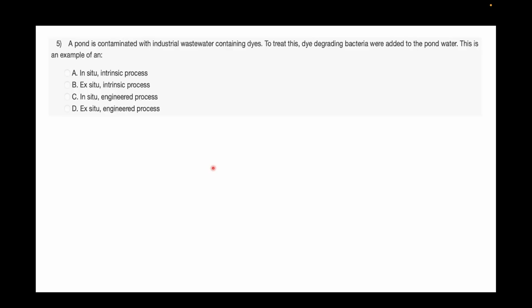Industrial wastewater containing dyes and you add a dye degrading bacteria into the pond water. Understood the question? Then post your answers in the chat box. Let us take a minute together and then I'll be back to the question for revealing what is the correct answer. Is it option A, option B, C or D? Post it in the chat box.